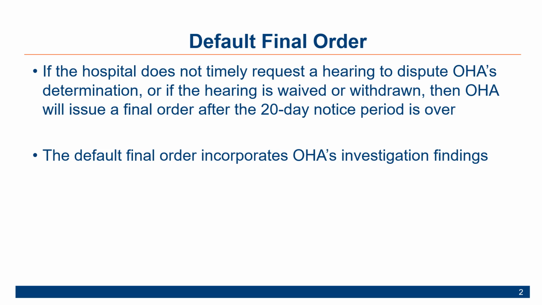If the hospital does not request a hearing to dispute the determination made by the OHA in a hospital staffing investigation, or if the hospital chooses to waive or withdraw its request, then once the 20-day notice period has passed, OHA will proceed with issuing a final order. This final order, issued by default, will incorporate the findings from OHA's investigation and issue a warning or order the hospital to pay civil monetary penalties.